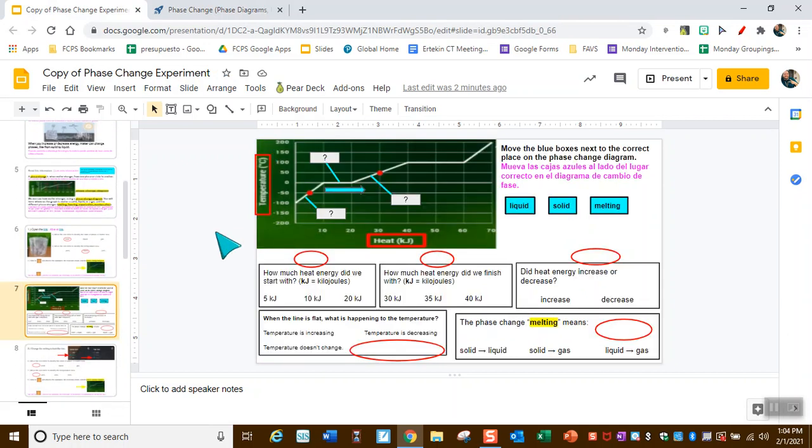Let's answer these questions together. And then you guys will do the rest of this by yourself. Move the blue boxes next to the correct place on the phase change diagram.